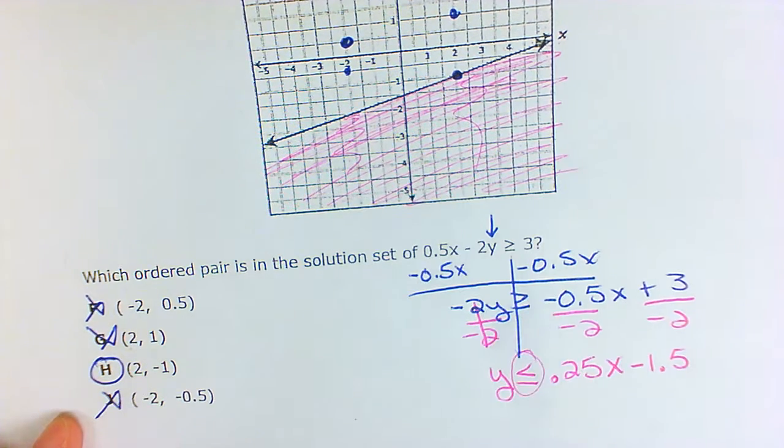So if it's on a solid line, it's a solution. But remember, if it's on a dashed line, it is not.